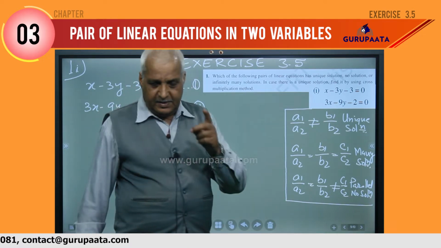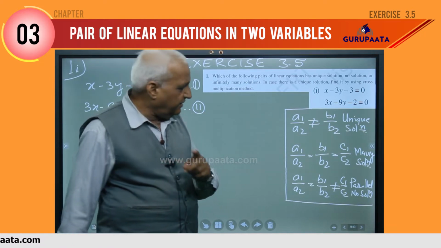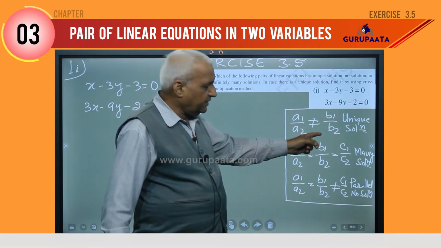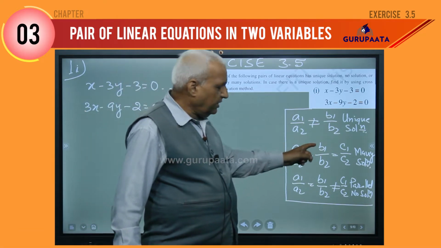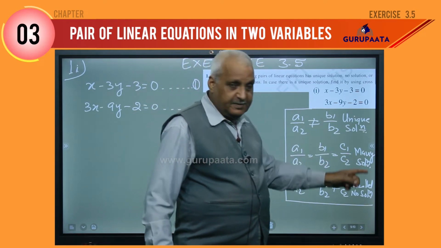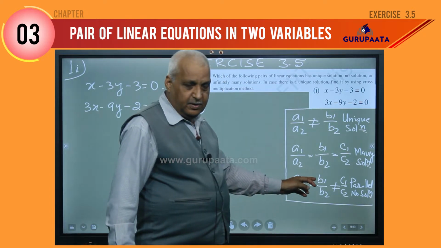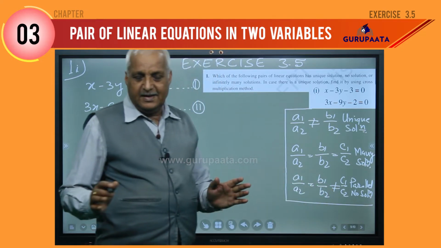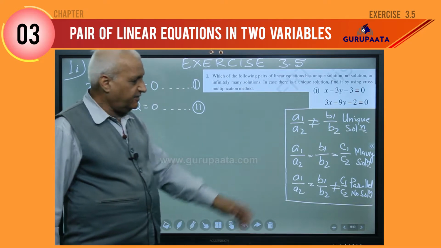You remember the formula we discussed before exercise 3.3. If a1 by a2 is not equal to b1 by b2, we have a unique solution. If a1 by a2 equal to b1 by b2 equal to c1 by c2, then there will be many solutions. And if a1 by a2 equal to b1 by b2 but not equal to c1 by c2, then these will be parallel lines and there won't be any solution. Same thing we will judge.